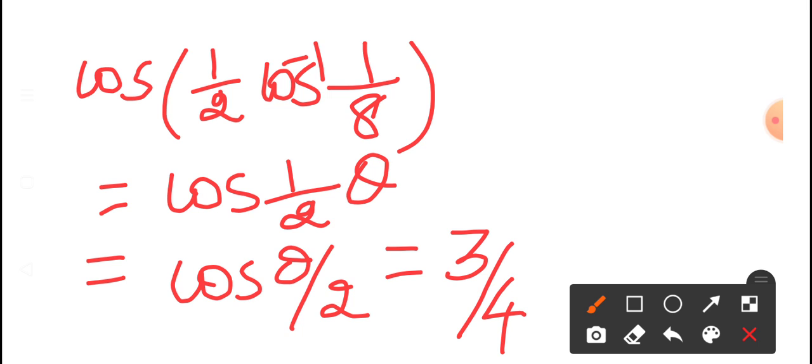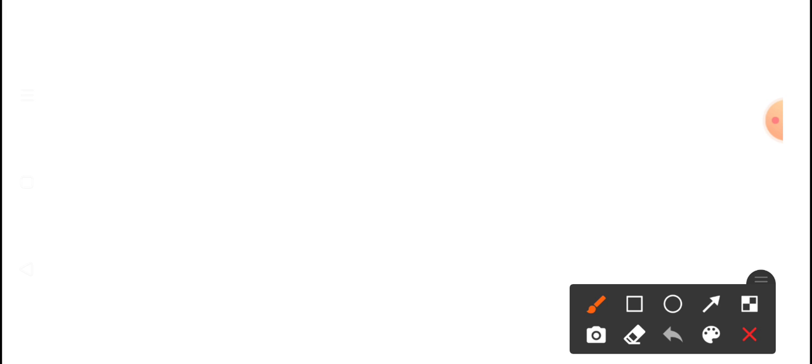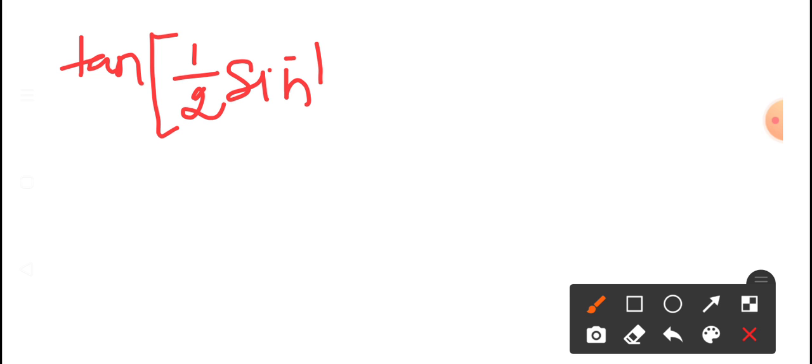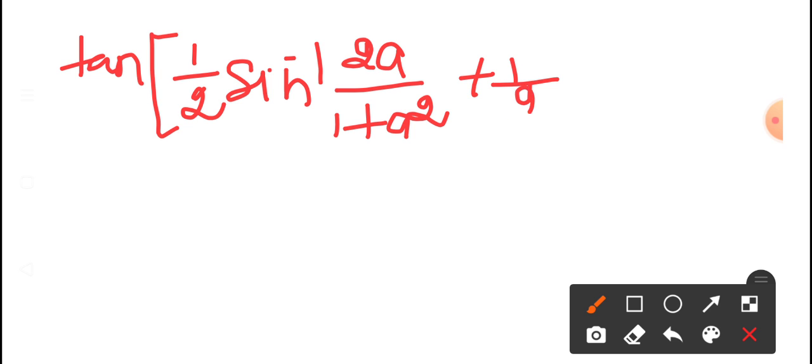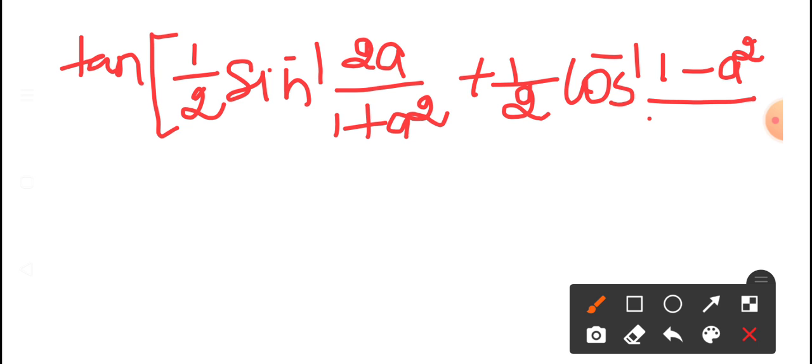Now we are going to solve the third subdivision. What is the third subdivision sum? The given sum is tan of 1 by 2 into sin inverse 2a divided by 1 plus a square, plus 1 by 2 into cos inverse 1 minus a square divided by 1 plus a square. This is our third subdivision.